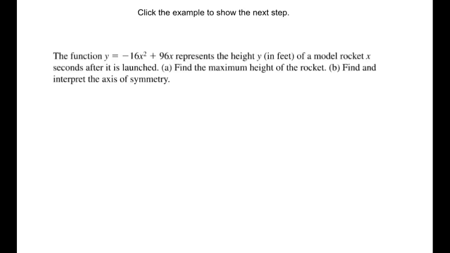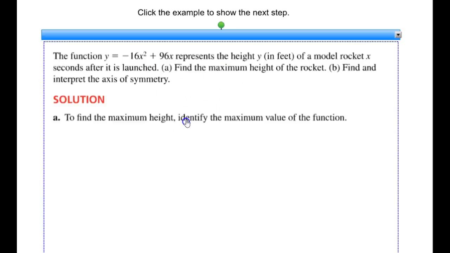So now let's look at kind of a real-world example. My function y equals negative 16x squared plus 96x represents the height in feet of a model rocket x seconds after it's launched. Find the maximum height of the rocket, and then find and interpret the axis of symmetry. Okay, so first I see that I have this negative here, so it's going to be opening down, and I have to find the maximum.